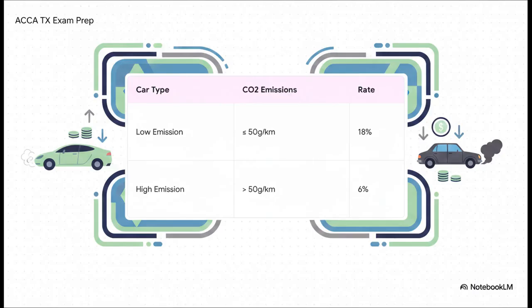Now, when it comes to business cars, the rules are highly specific and honestly highly testable. A car's emissions will strictly dictate your allowance rate. So if it's a low-emission car, meaning 50 grams per kilometer or less, boom, it goes straight into the 18% main pool. But if it's a high-emission car, anything over 50 grams per kilometer, it gets restricted to the 6% special rate pool. You definitely want to memorize these cutoffs.